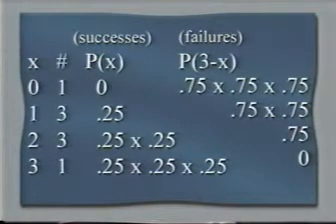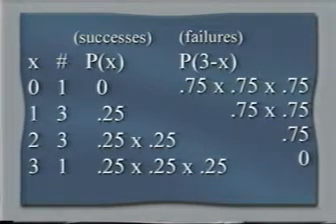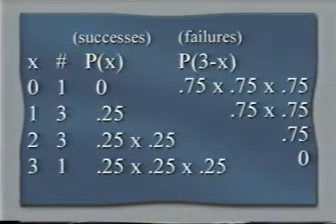The first row shows the result for 0 successes. A person takes this 3-question test and misses all 3 questions. Well, there's only one way to do that: get all 3 questions wrong. And to do that, the probability of getting 0 successes is irrelevant. We're really concerned about those 3 minus 0, that is the probability of getting 3 failures, which is 0.75 times 0.75 times 0.75.